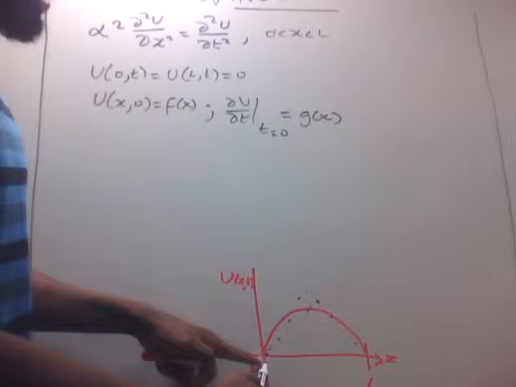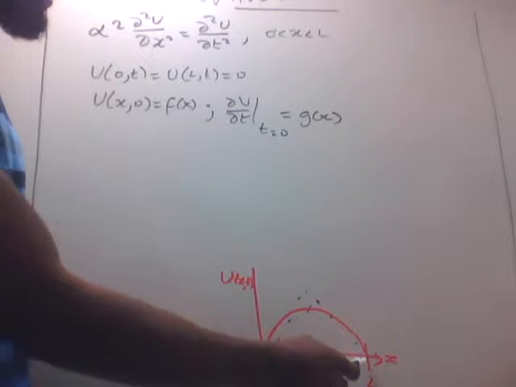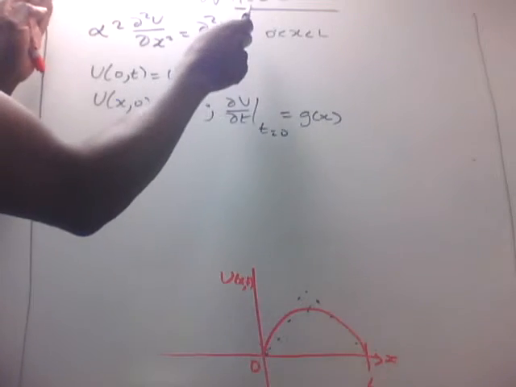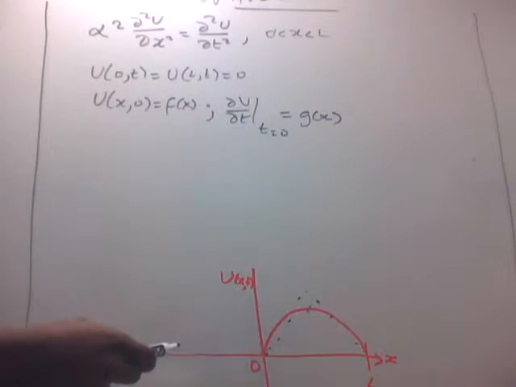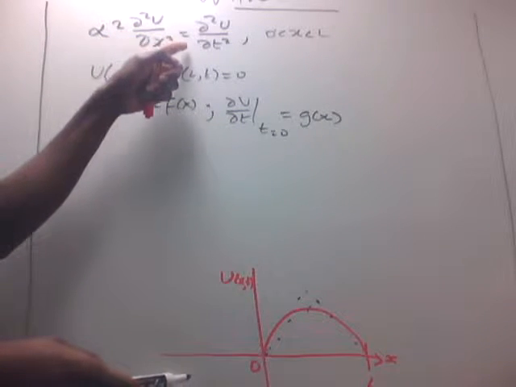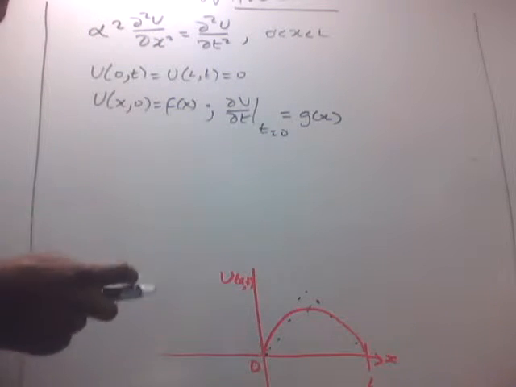and given these constraints that the string does not move away from these positions. In other words, at x equals 0, the string displacement is 0. At x equals L, it's 0. Given these conditions and this linear second order partial differential equation, I want to find a general solution.